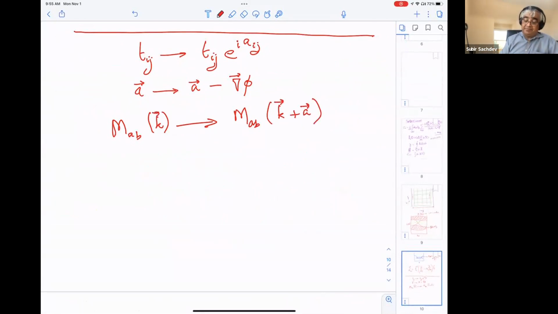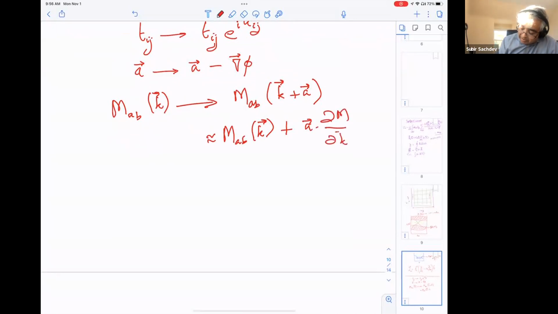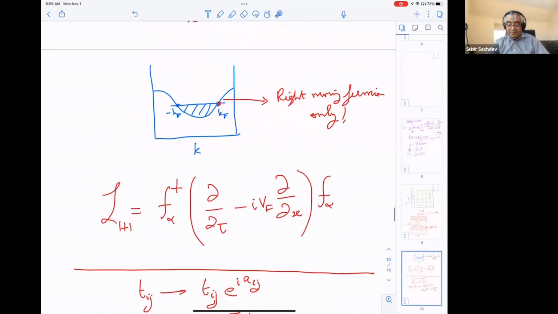It's just a shift in the wave vector because of the way it appears. You can already see it from this structure here. And that's approximately equal to M_AB of k plus A dot dm/dk, and various other terms that don't matter. Now this is very significant, and you notice something interesting. This shift in A, the shift in the Hamiltonian of the fermions, involves the derivative of m with respect to k.